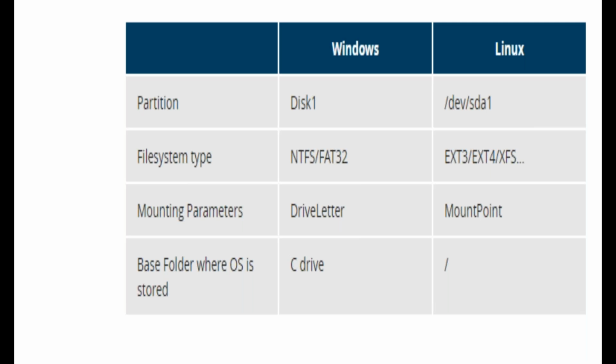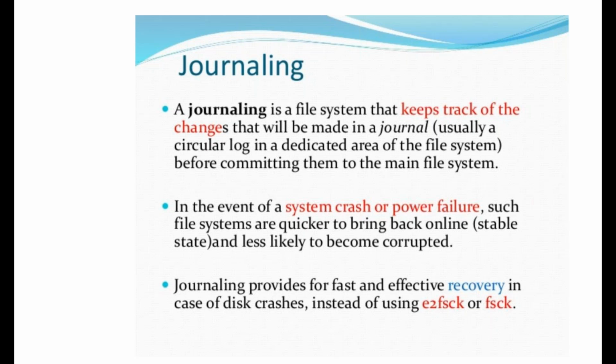So the next topic we have to discuss is journaling. Journaling is basically a file system that keeps track of the changes that will be made in a journal, usually a circular log in a dedicated area of the file system before committing them to the main file system.